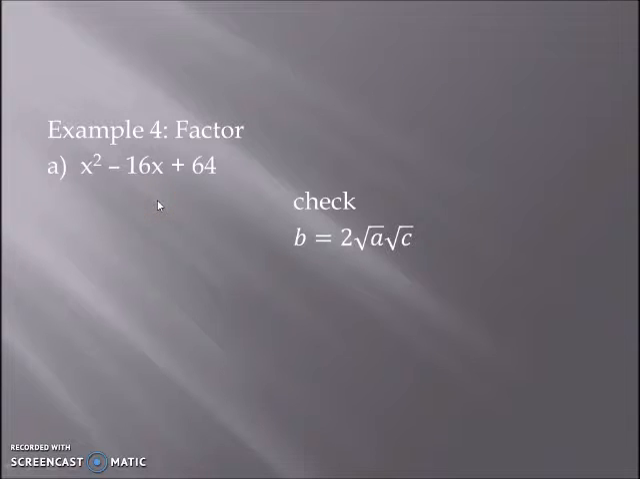A check is basically to see if these two numbers a and c equal b when they are square rooted times 2. So we can see b equals 2 times the square root of a times the square root of c. So it's very simple to do.